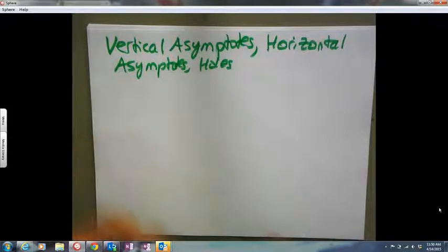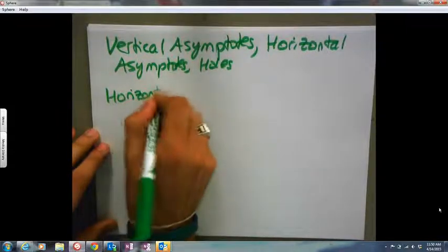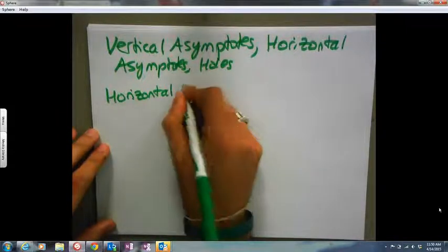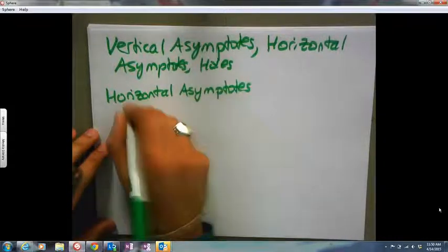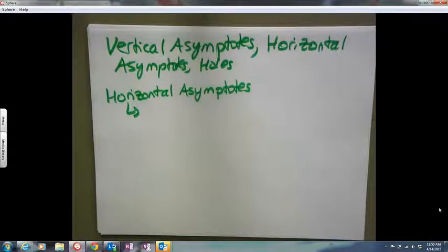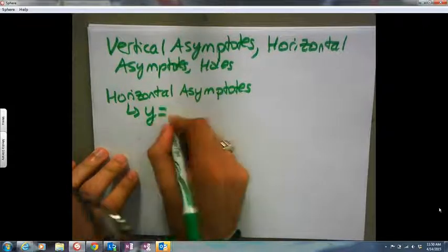Let me start off with horizontal asymptotes. Horizontal asymptote. So horizontal asymptote is a line that is y equals a number.